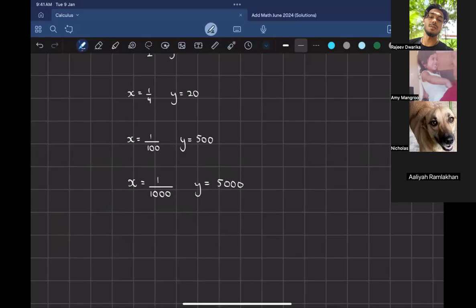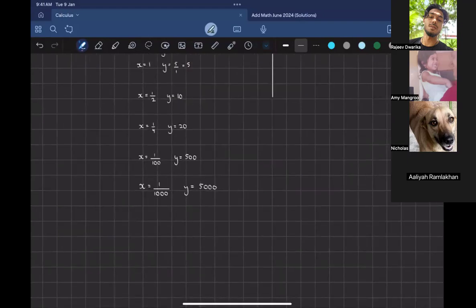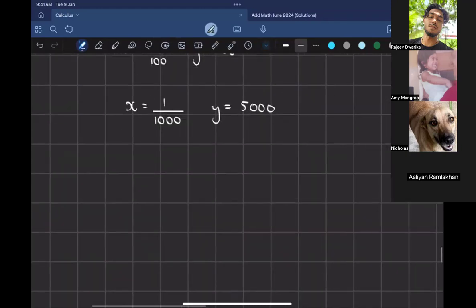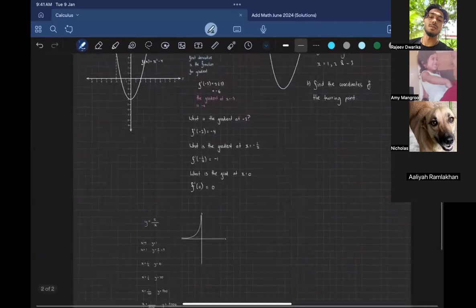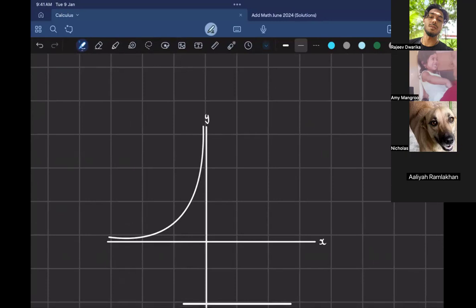Infinity. Yeah. So as x approaches zero, y tends to infinity. Yes. It does make sense grammatically. If x approaches zero, y tends to infinity. That's the correct mathematical term. I'm not speaking nonsense here. If you go in a textbook, you'll see that.